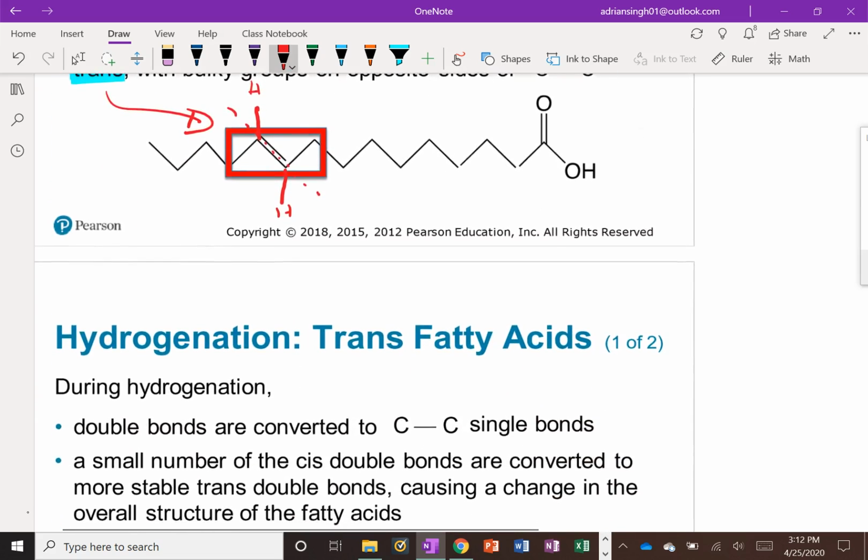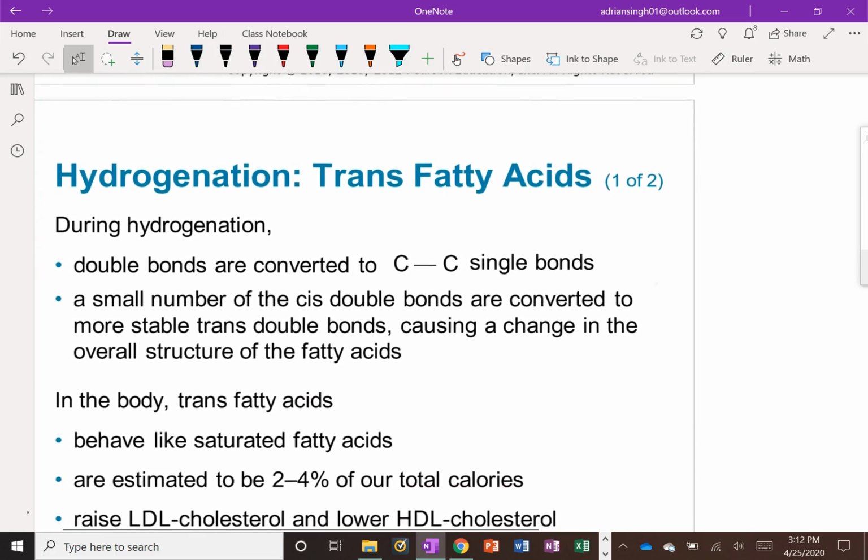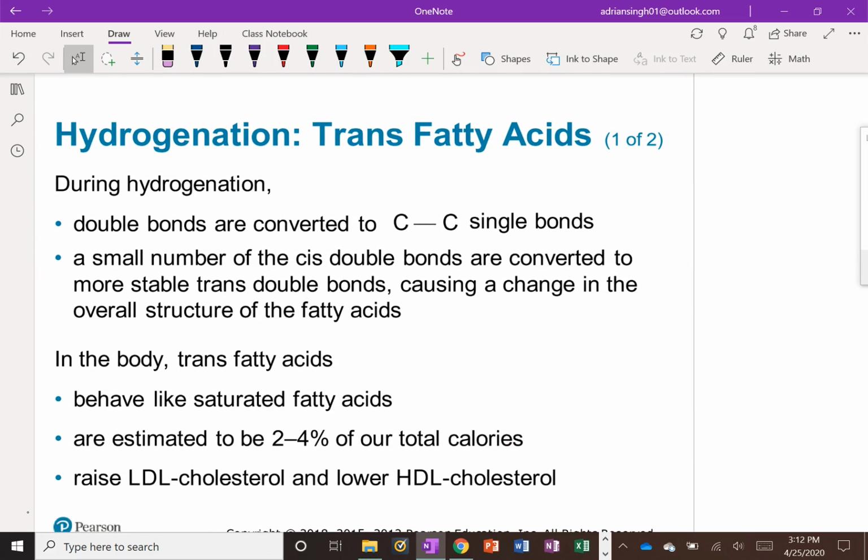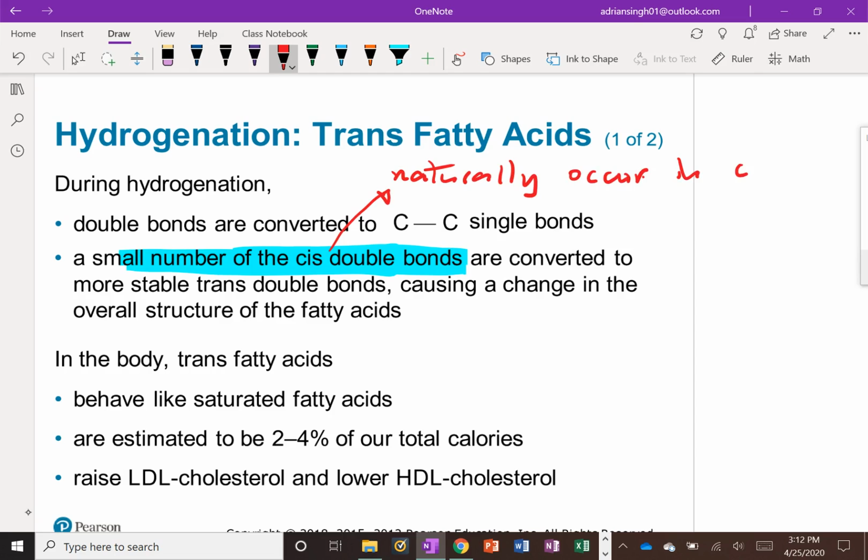So what can happen during this process of hydrogenation of the unsaturated fatty acids? We said that double bonds get converted to single bonds. But what happens also as a side effect of this is that a small number of the cis double bonds, which remember are naturally occurring in the cis conformation, actually get converted to the trans conformation. And that causes a change in the overall structure of the fatty acid, right?